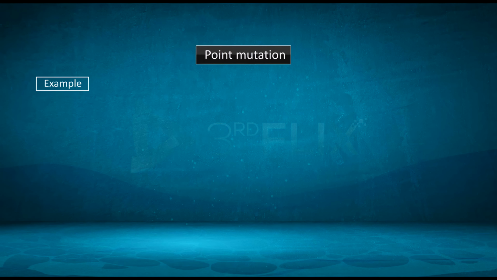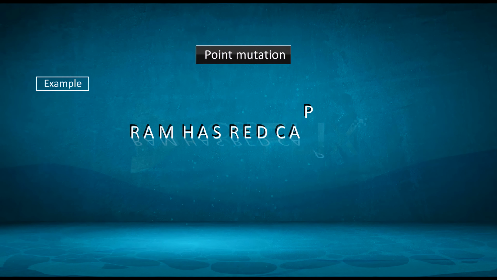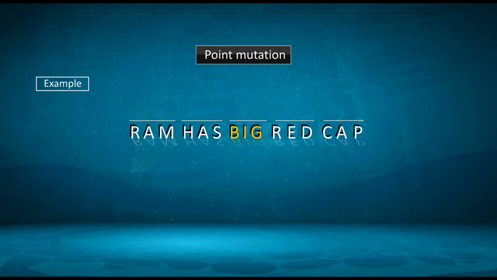Point mutation. Take an example having words with 3 letters each. Ram has red cap. Insert B before R, then there is a shift in letters as shown below. Insert I after B, the rearrangement as shown below. Insert G after I, that is, the total word big is inserted. So the sentence becomes, Ram has big red cap.